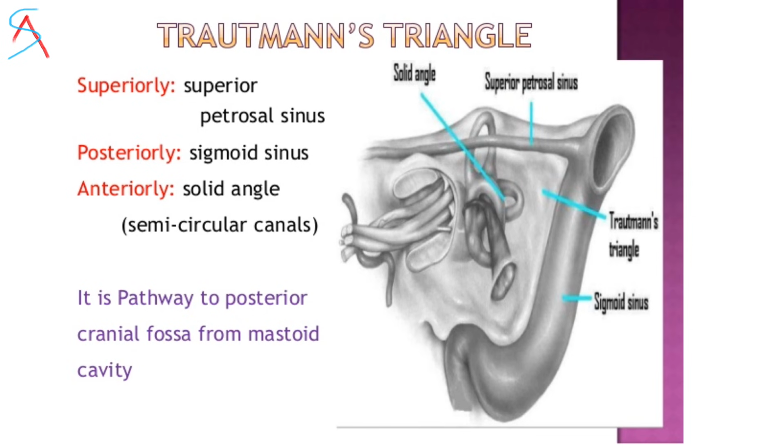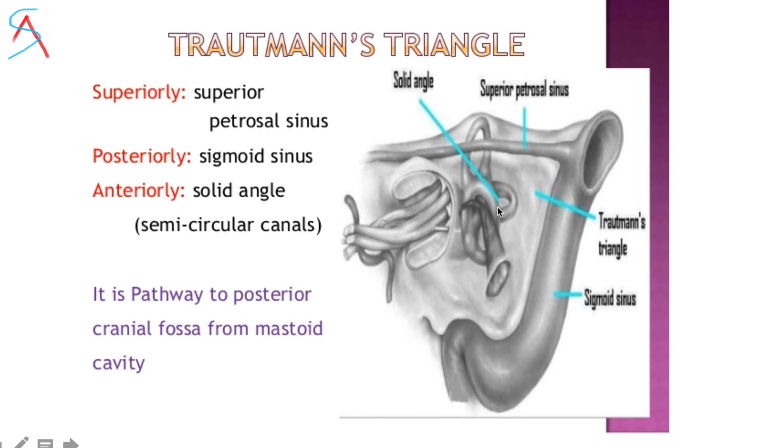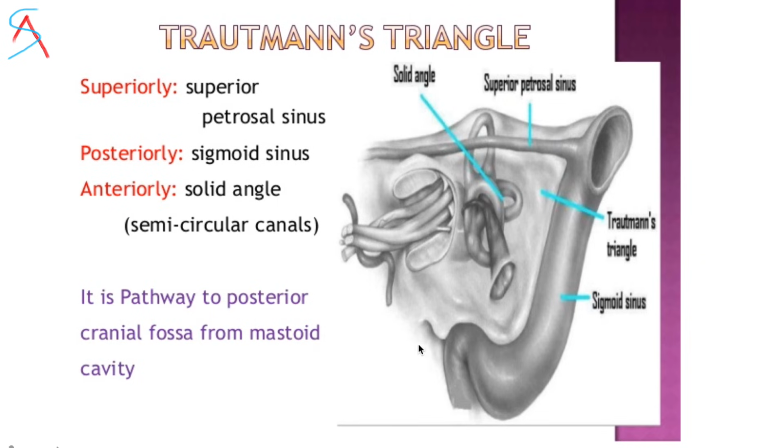Just for the viva purpose, examiner may also ask you what is Trotman's triangle. Trotman's triangle is between superior petrosal sinus, sigmoid sinus and solid angle. They may ask you what is solid angle. Solid angle is an angle where all the three semicircular canals will meet. Trotman's triangle is a pathway to posterior cranial fossa from the mastoid cavity.